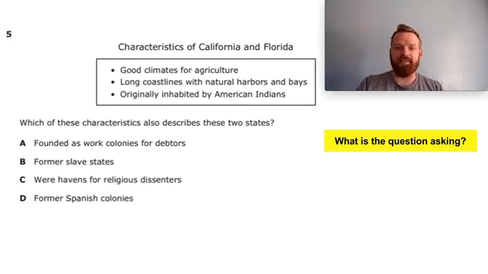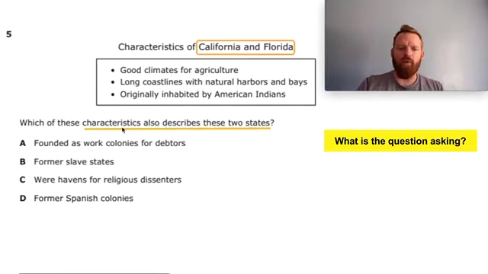All right, as always, what is the question asking? That's the first thing we need to know, right? Well, in this one, the characteristics that describe these two states. We know what two states because at the top it says characteristics of California and Florida. Really, everything inside this box here doesn't even matter. That's just telling us other things we don't need. What we need to know is what are the characteristics that are below that align with these two states.